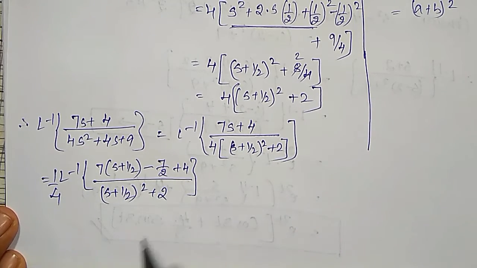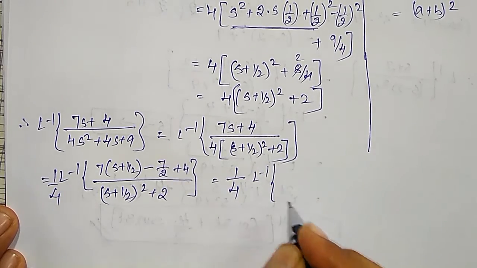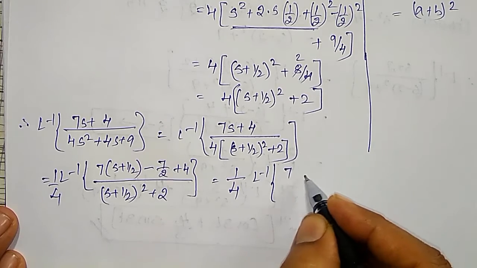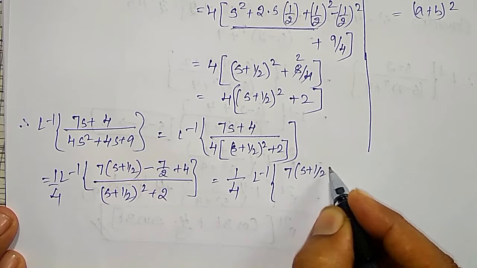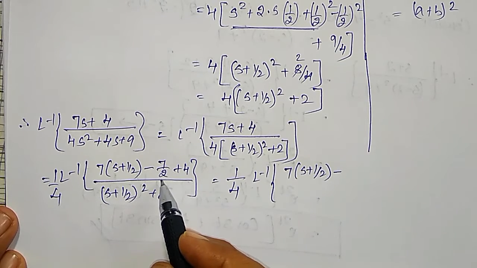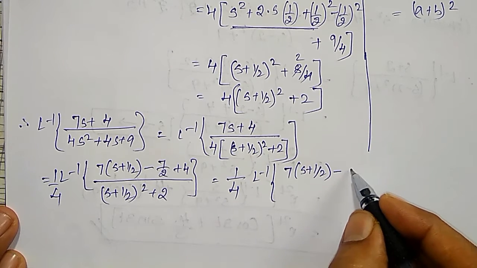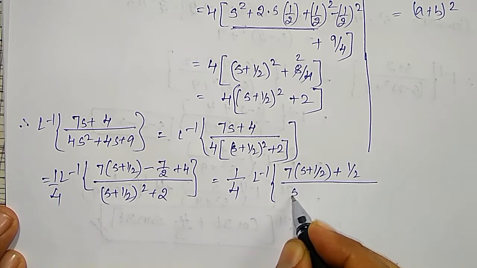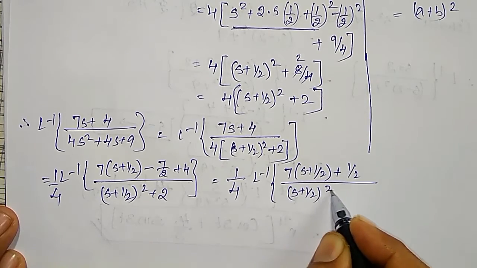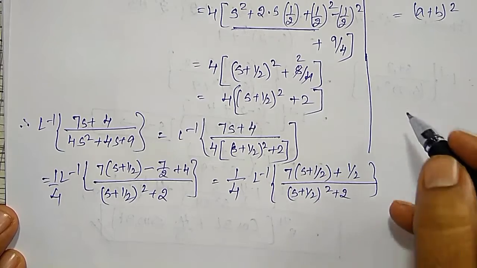Therefore, simplify this. I'm going to get it as 1 by 4 times inverse Laplace transform of 7 times s plus 1 by 2, plus here LCM is 2, 2 into 4 is 8, 8 minus 7 is 1, so 1 by 2, whole divided by s plus 1 by 2 square plus 2. Its inverse Laplace transform. Now I can apply the property.